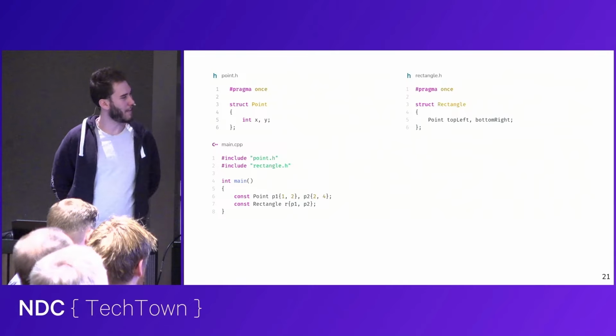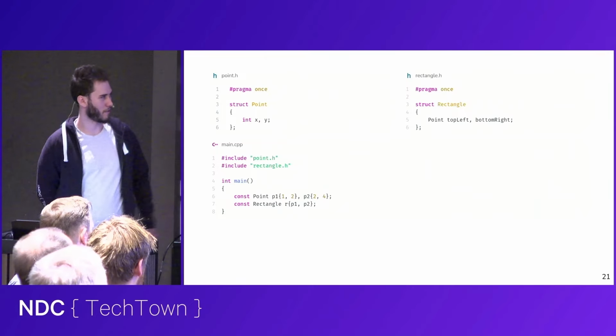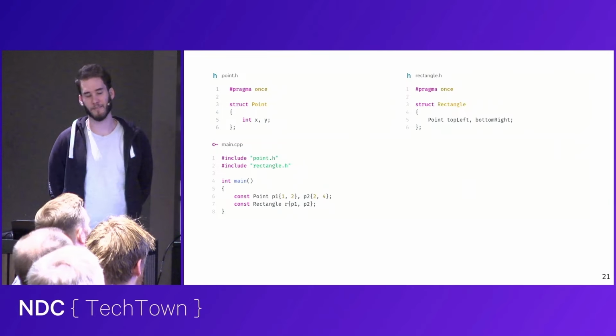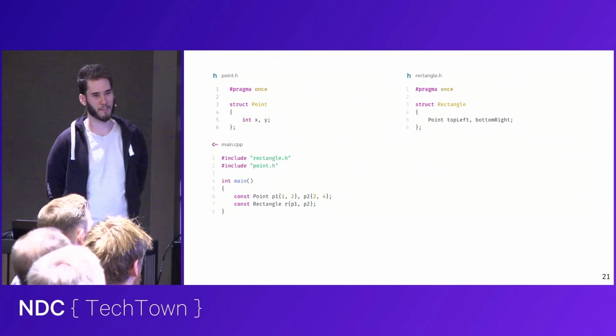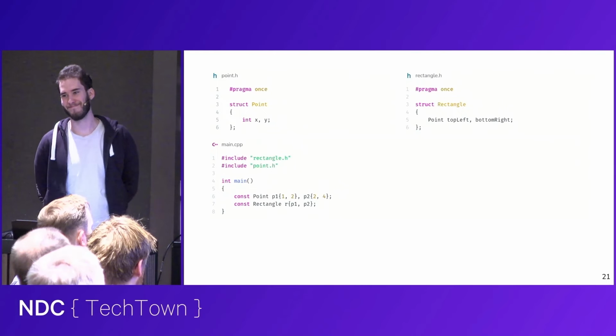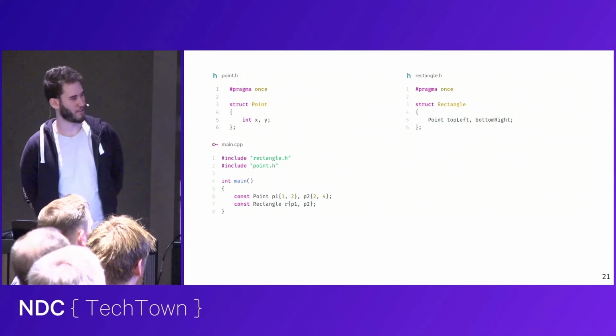It will compile. And the reason is that we're including point first, so at the moment where this rectangle is evaluated, it already knows about the point. But now, if we switch the order of the rectangle and the point include, what will happen? So this is super fragile.